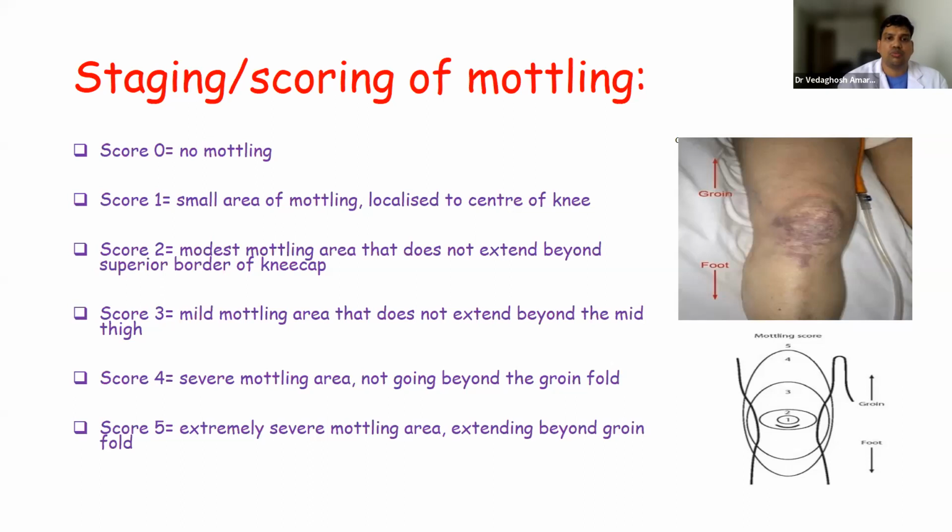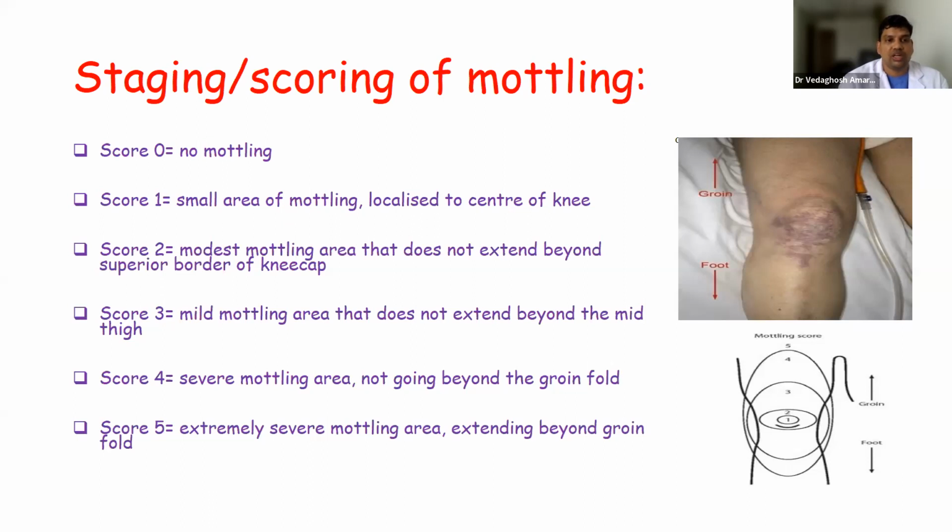In score 1, it will be a small mottling around the center of the knee. In score 2, it does not extend beyond the superior border of the kneecap. In score 3, you will see that the mottling area does not extend beyond the mid thigh. In score 4, it will not extend beyond the groin fold, and in score 5, extremely severe mottling, you can see the mottling extending beyond the groin fold.